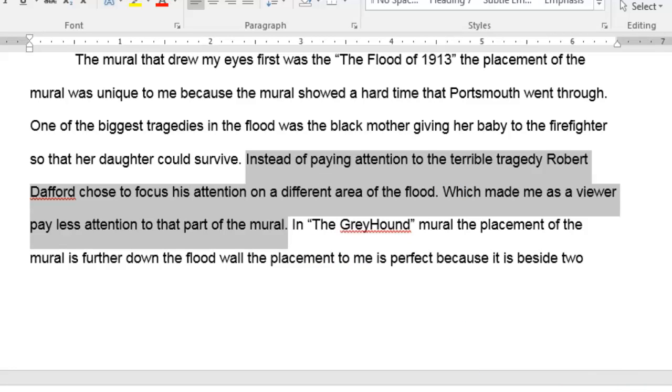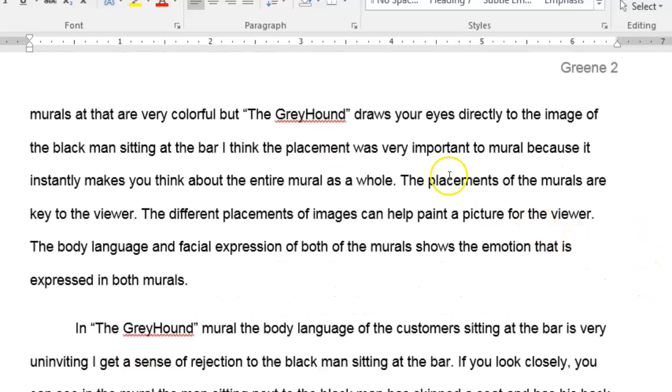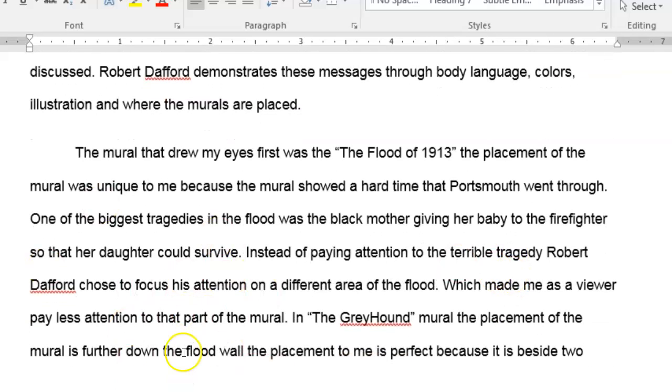There are other places where I saw that in the essay. So right in here, "placement was very important to mural because it instantly makes you think about the entire mural as a whole." I'm not following you there. You can go into the body paragraphs and explain yourself a little bit more, but I honestly think, Brooklyn, right now the job is to go back and say, what is my paper trying to argue, and be really clear about that, and then go back to these body paragraphs and ask yourself, is that what this body paragraph is really trying to do?